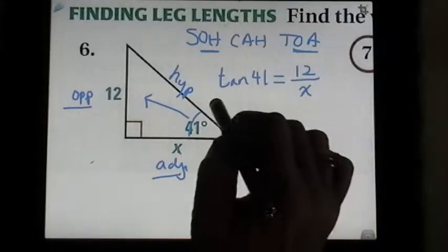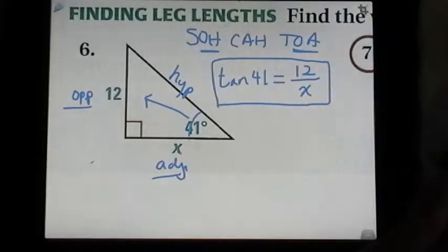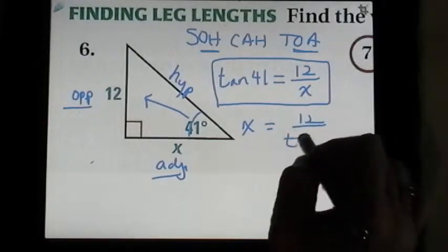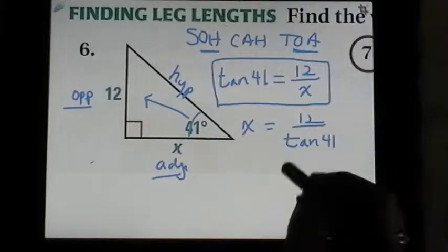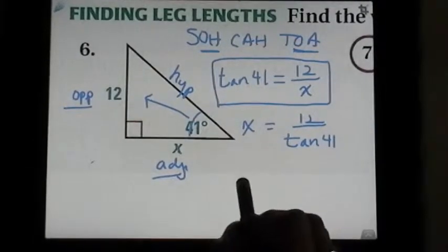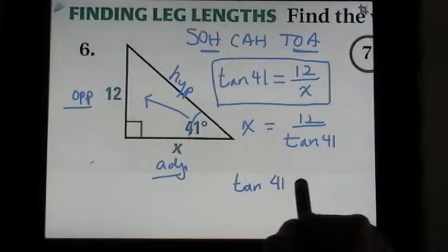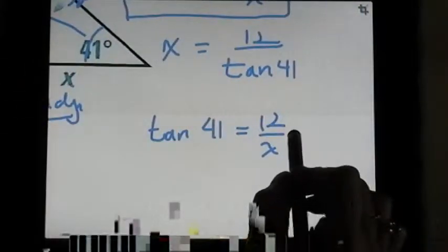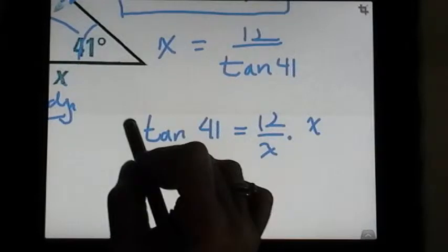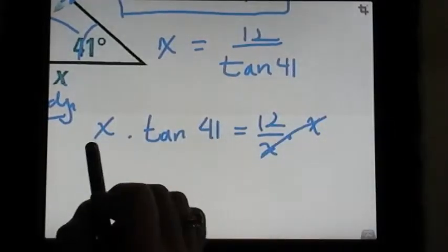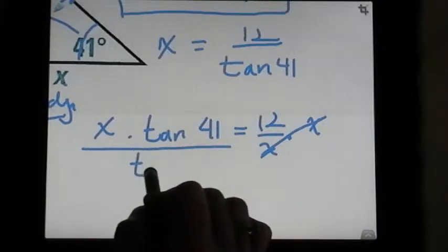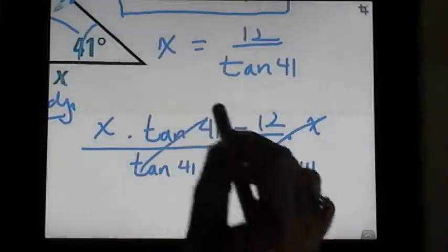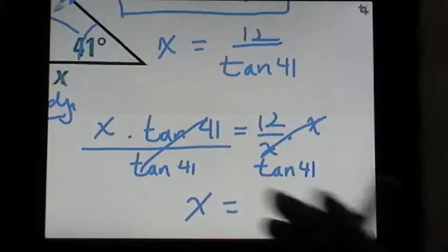Now I need to see this equation. And some of you from there will have memorized what you need to do. You'll know that to find x, you have to divide 12 by tangent 41. Some of you aren't going to bother to memorize that. That would be me. And the way you do this algebraically is you multiply both sides of the equation by x to get x out of the denominator. That makes it cancel over here. Now you have the x over here. You want to divide by tangent 41 on both sides to get the x by itself, and you get x equals 12 divided by tangent 41.